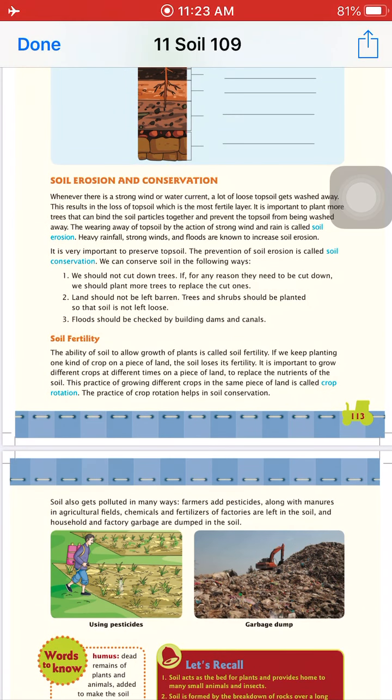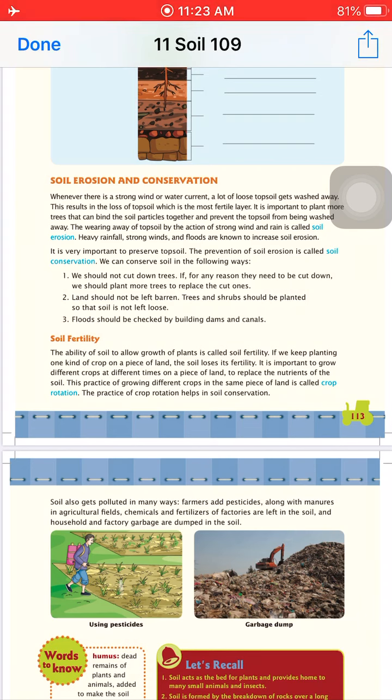What is soil fertility? The ability of soil to allow growth of plants is called soil fertility. Means that ability of the soil by which plants get proper growth. So that is what we call soil fertility.